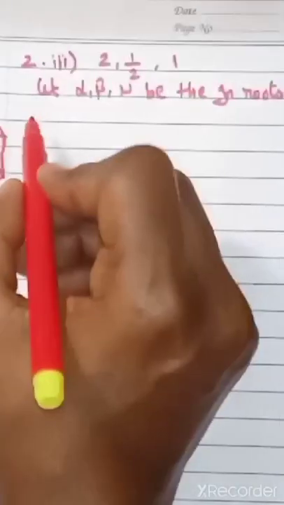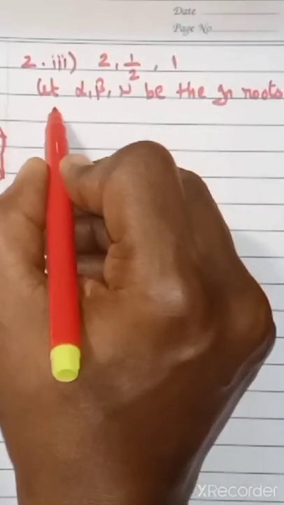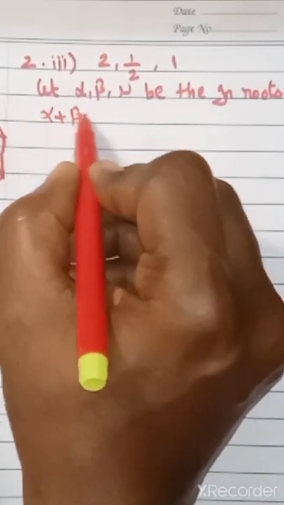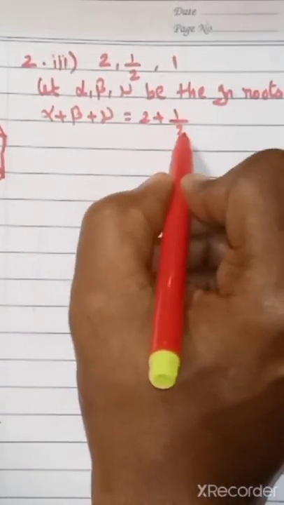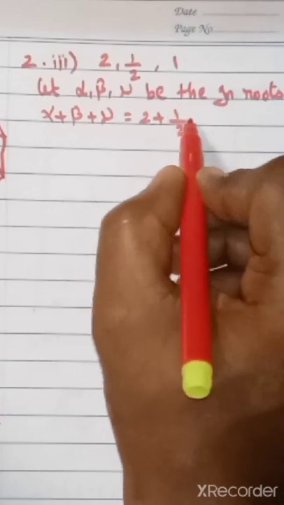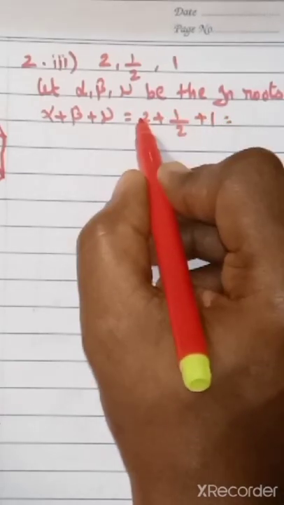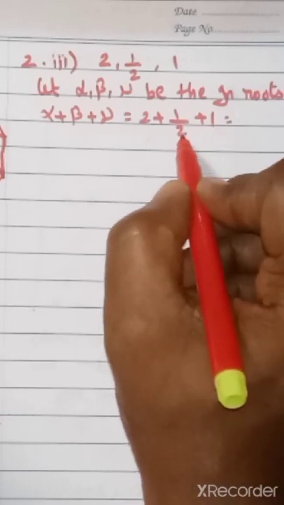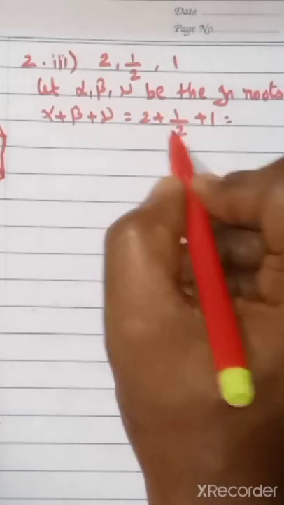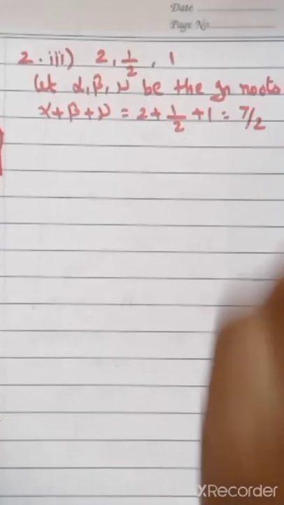Correct? So your solution will be: first, sum of single root, alpha plus beta plus gamma, equal to 2 plus 1 by 2 plus 1. Right? 2 twos are 4, 4 plus 2 is 6, 6 plus 1 is 7. So the answer is 7 by 2.